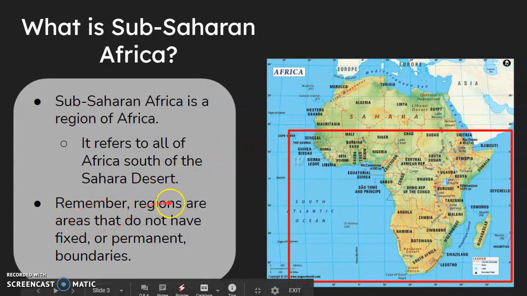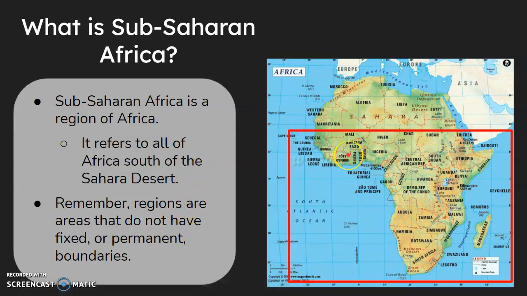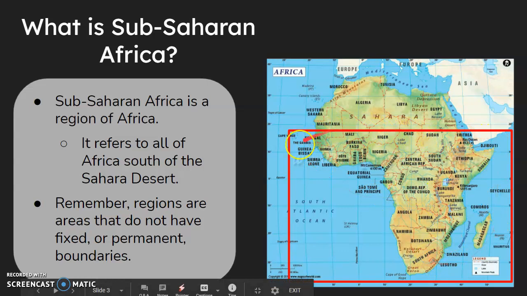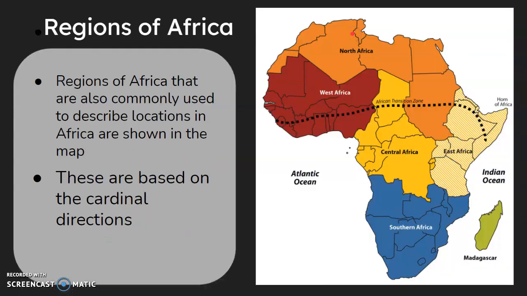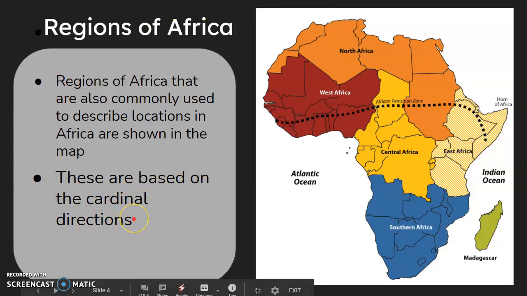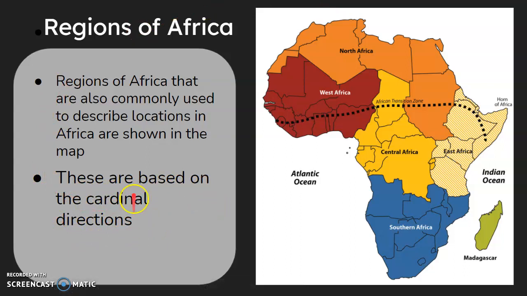And remember, when we talk about regions, we're not talking about regions that have fixed boundaries. We can group locations in many different regions. For example, Sub-Saharan Africa can be broken down into more regions than just the one that we see. And we use cardinal directions of a compass rose to describe those regions.